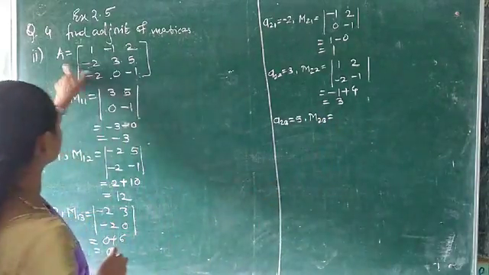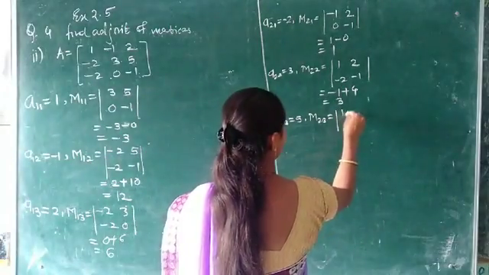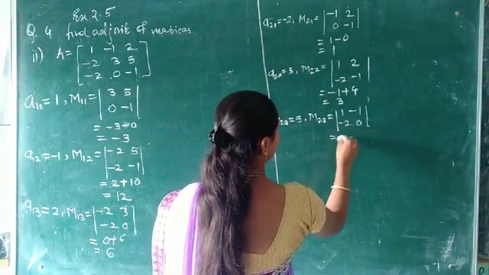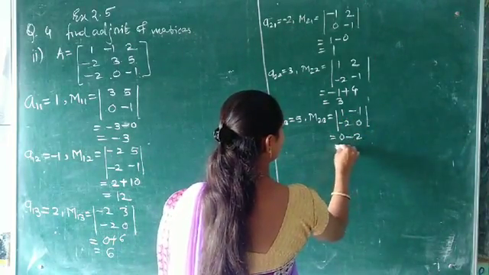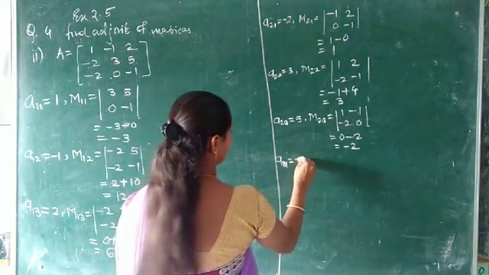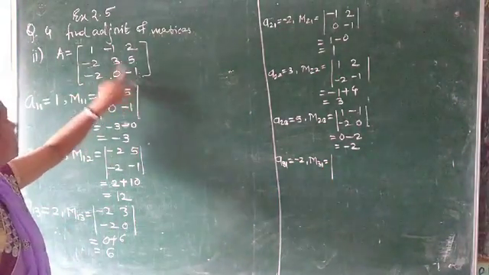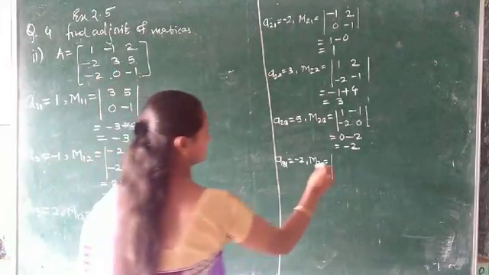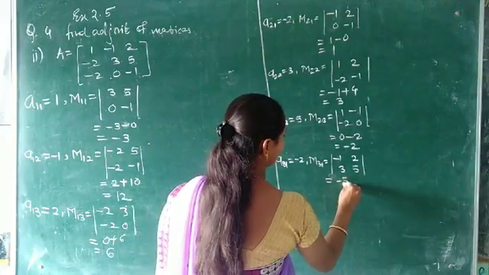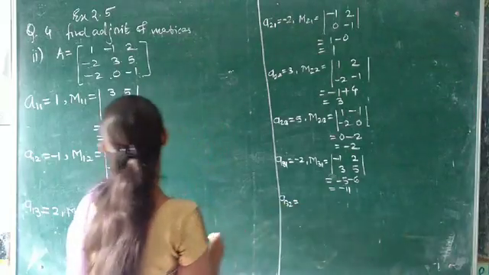Now delete second row, third column. 1, minus 1, minus 2, 0. Into 0, 0, minus, it is plus 2. A31 is equal to minus 2. Then M31. Now delete third row, first column. Minus 1, 2, 3, 5. Minus 5, minus 6, minus 11. A32 is 0.